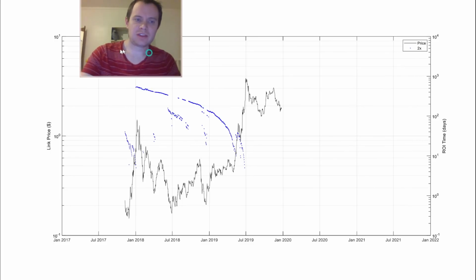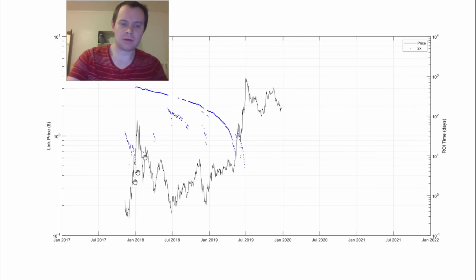So the interesting thing is that we have these bands that form. They basically start at a peak point, which makes sense, and slowly decrease down into these bull markets, these huge run-ups. So with Link, you can see some bands forming over here. If we take this point here, if you had bought at this peak, then you would have had this amount of time to wait, which corresponds to maybe 500 or 600 days before you would have seen a 2x on your investment.